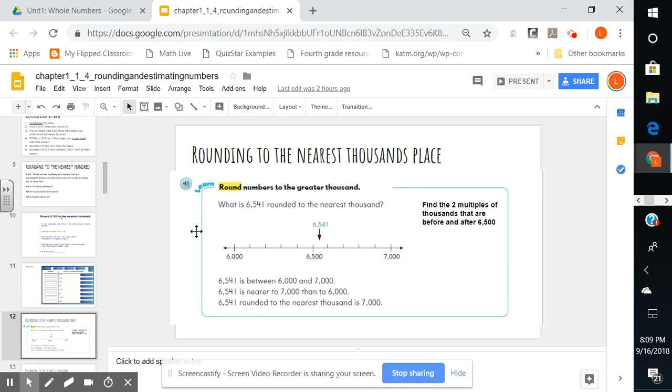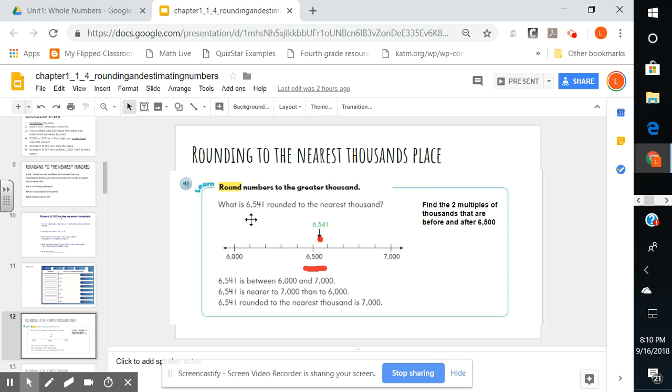Well, since it's the nearest thousand, the 6,000 is the first thousand that the 6,541 is in between. And then the next thousand it's in between is the 7,000. So I would like you to write this number line down. Start with 6,000, go to 7,000, and then always put the midpoint or the halfway point, which is 6,500. Plot 6,541, and you can visually see where it is closer to. It seems to be closer to 7,000 since it's after the halfway point. So 6,541 rounded to the nearest thousand is 7,000.